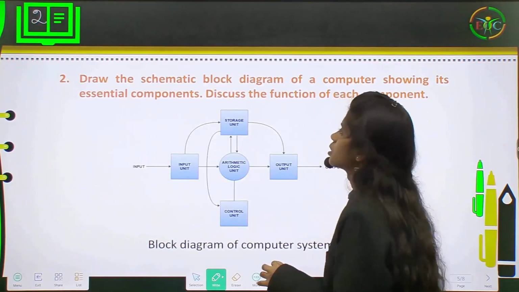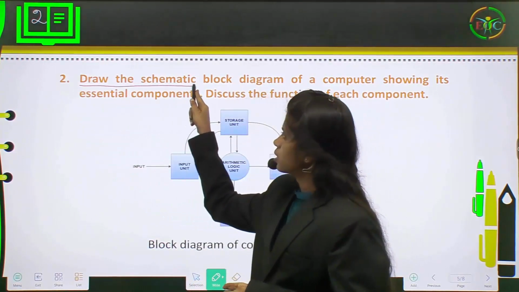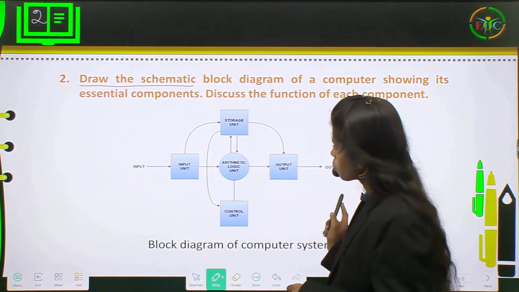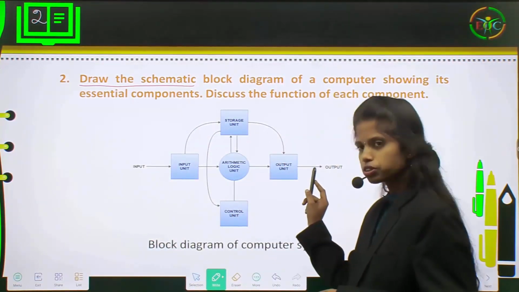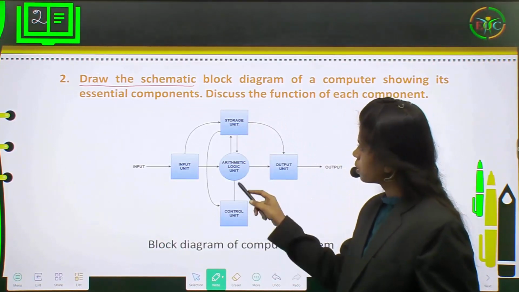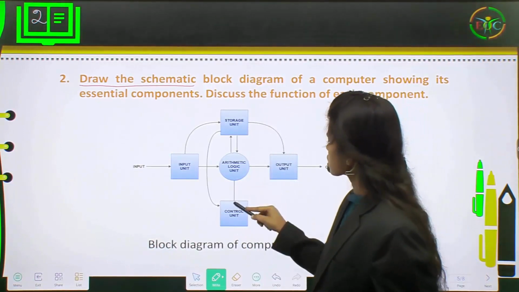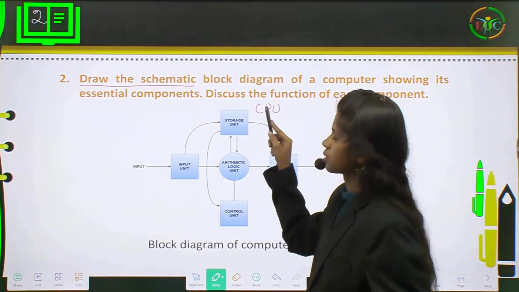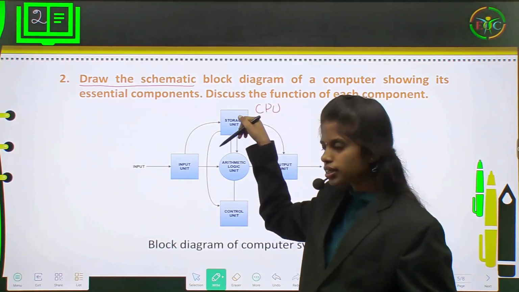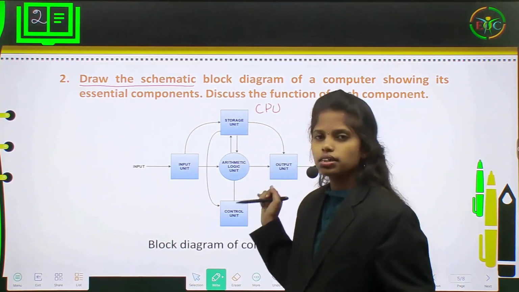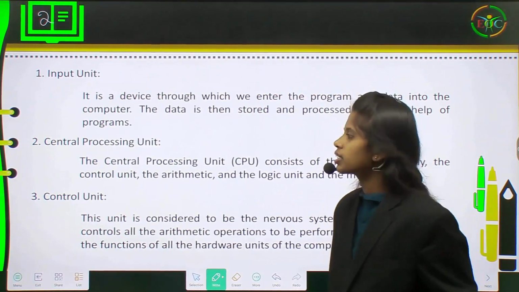Next comes the block diagram of your computer. First you should draw, then you should explain. So this is a block diagram. What all does it have? Input unit, output unit, and in between you have the storage unit, ALU and control unit. This is called the processor, or CPU. In the CPU you will have the storage unit, the ALU and the control unit. Now you should explain each one of the units in detail.